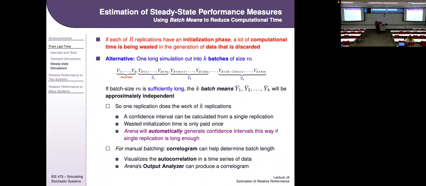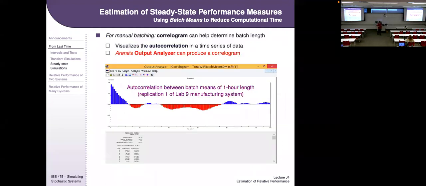Okay. Now, if you wanted to manually generate your own batches afterwards, you can do that using the same technique that Arena does. And Arena even gives you tools to help with that. So in the output analyzer, there is a correlogram that you can run. It's one of the tools, I think, under Analyze. You can feed it a single time series from a single replication, and it generates effectively an autocorrelation analysis.